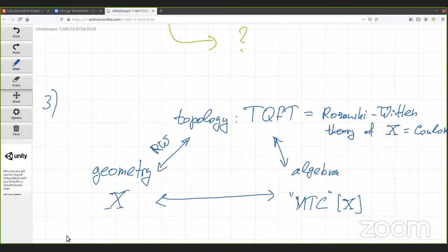But then there is another element in this correspondence, namely, if you have, sometimes, so that's also not quite universal, but sometimes you have a relation to quantum groups.